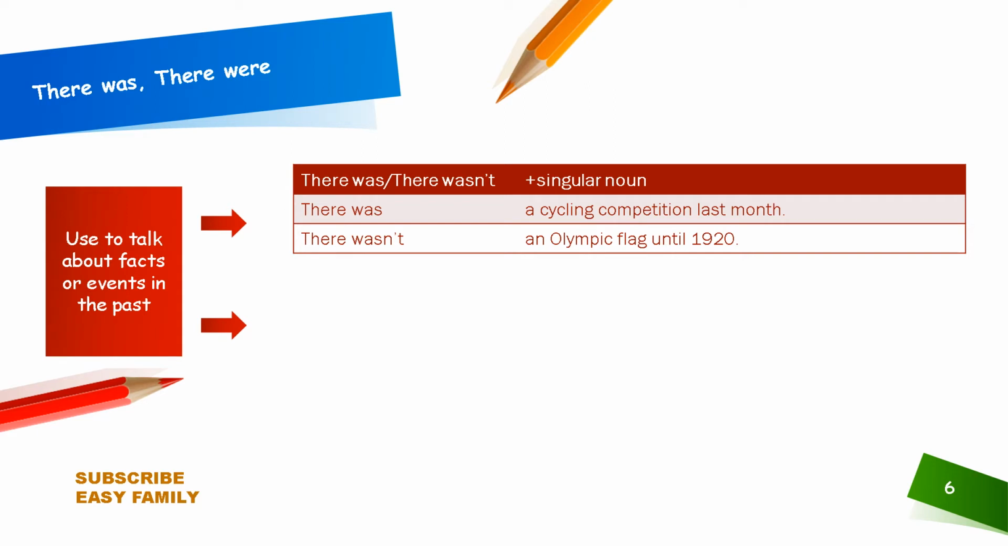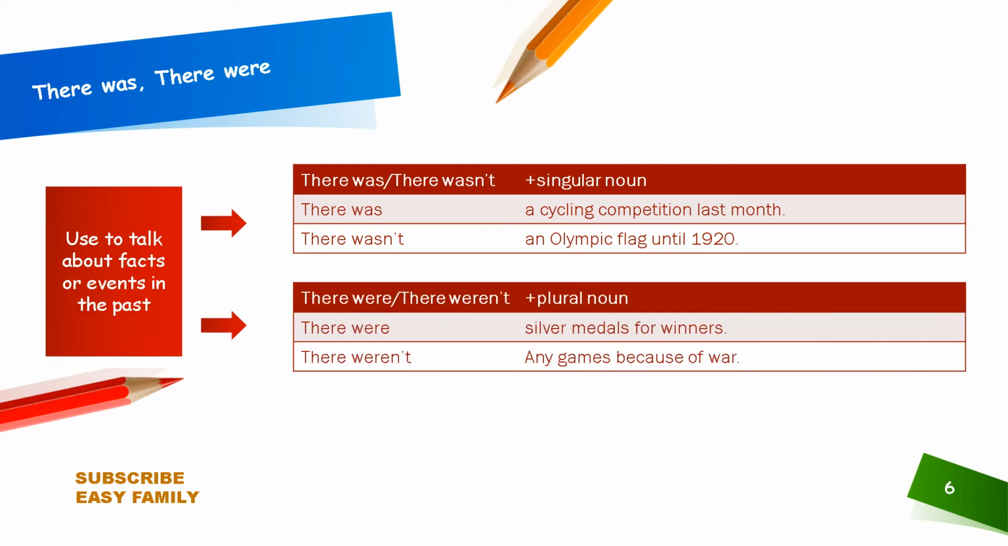There was and there wasn't are used for singular nouns. For example, there was a cycling competition last month. There wasn't an Olympic flag until 1920. While there were and there weren't are used for plural nouns. For example, there were silver medals for winners. There weren't any games because of war.